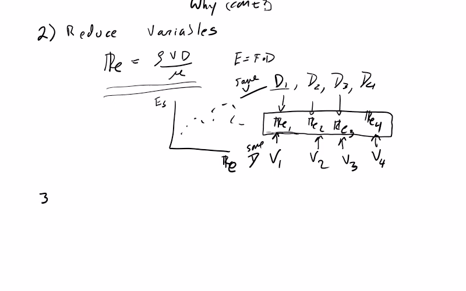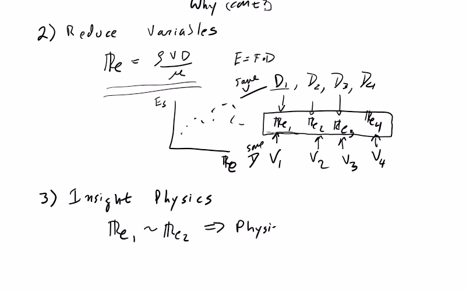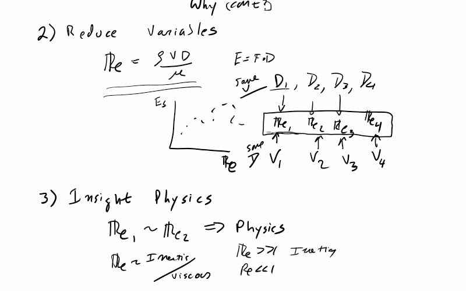All right, and finally, they give us an insight into physics. So even though we don't need to know physics to understand the dimensionless parameter, if we know the Reynolds number of 2 situations is similar, we can infer the physics are similar. And if we know that the Reynolds number is roughly inertia over viscous forces, then we can say that a Reynolds number that's really big is inertial dominated, and a Reynolds number that's really small is viscous dominated. So it allows us to simplify the problem and gives us insight into the physics.